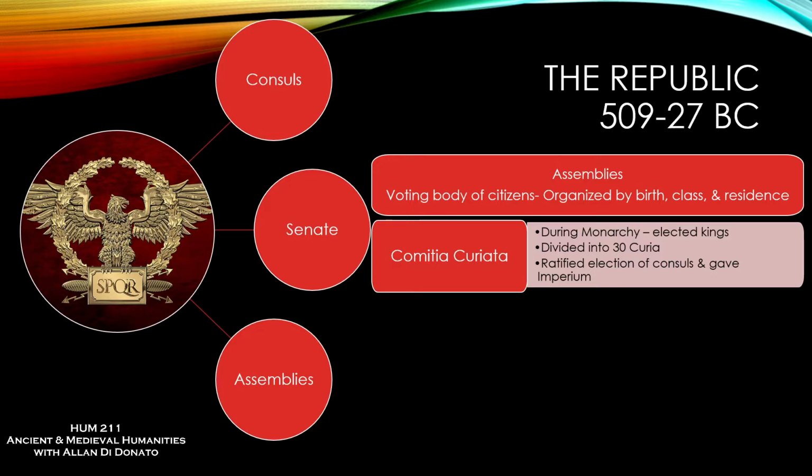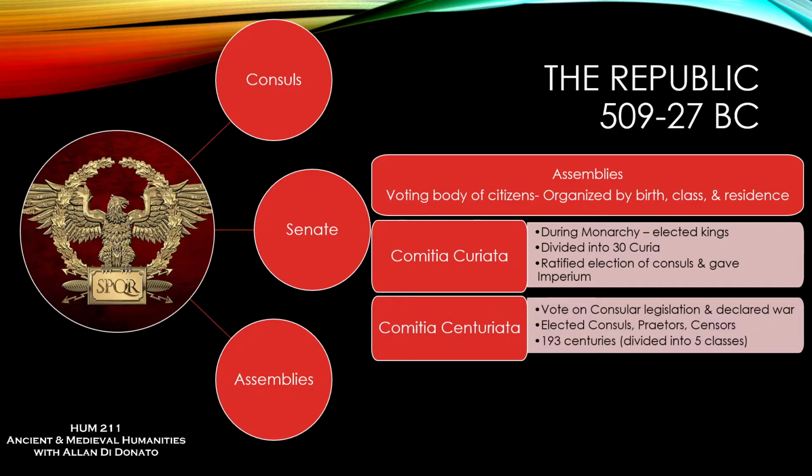But the more important assemblies were the next 2 that I'm going to look at. The Comitia Centuriata, or the Assembly of the Centuries. They would vote on consular legislation. They would be instrumental in declaring war, and they would also elect the high magistracies, like the consuls themselves, the praetors and censors. And there were 193 centuries or groups, which you can consider voting blocks, that would be divided by class.